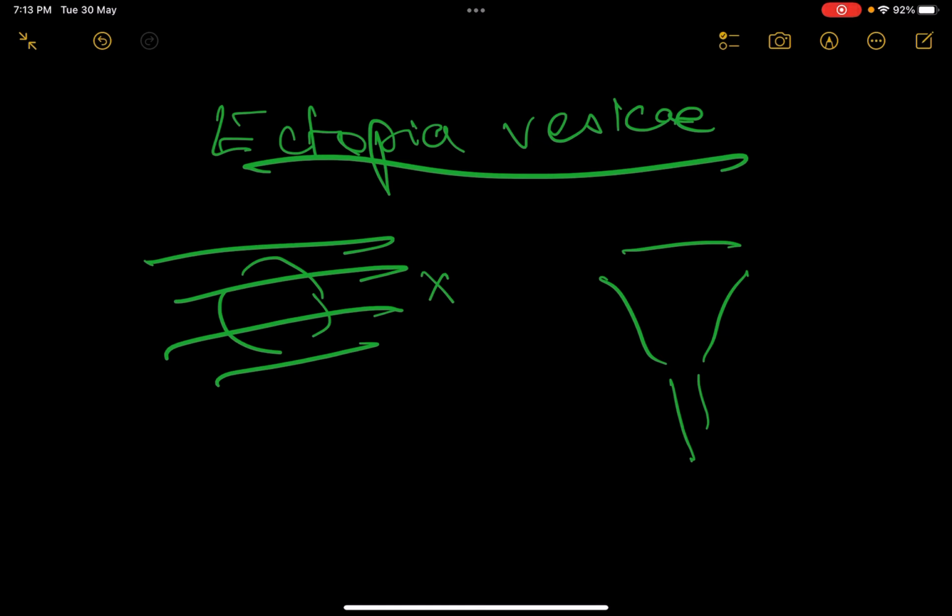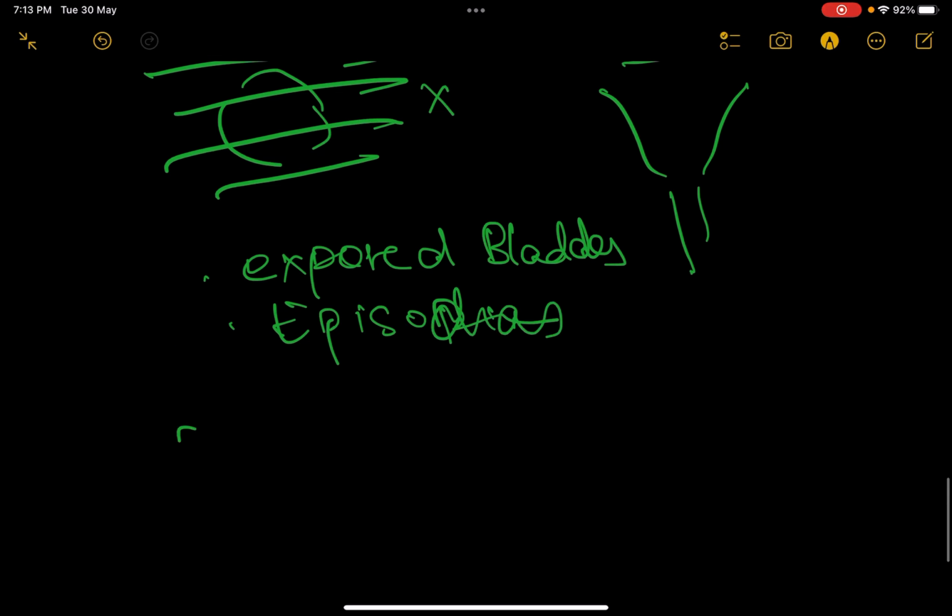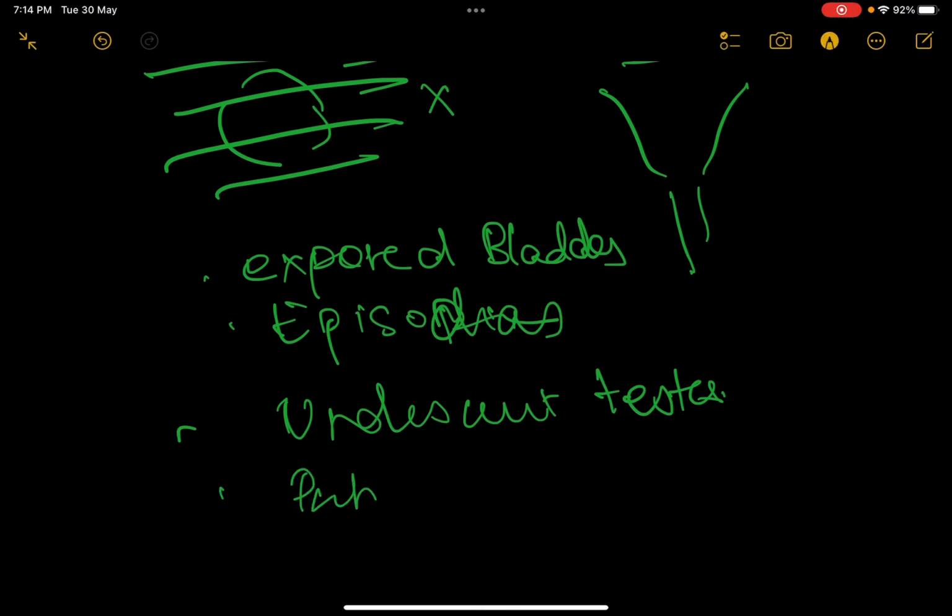So it's a combination of exposed bladder, epispadias, and a very important undescended testes. And undescended testes, as we know, can lead to intratubular germ cell neoplasia, which will later go into seminoma. So that too. And it has a very important case of pubic diastasis. Basically the pubic bones are not fused, because of which the bladder remains exposed and the urethra is on the dorsal side of the penis.